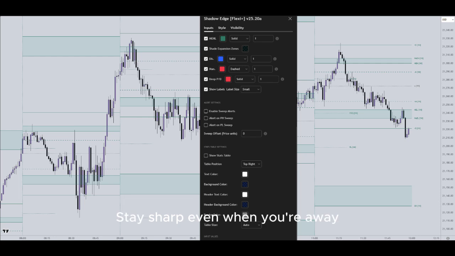Stay sharp, even when you're away. Alerts let you breathe without missing key moments. These alerts are optional, but they've got your back when you're not watching. Enable sweep alerts. Toggle the system on or off. Alert on previous high sweep. Get notified when price takes out the previous high.